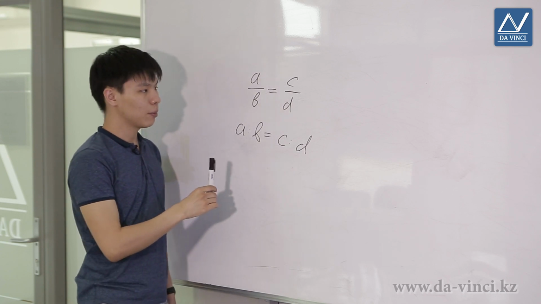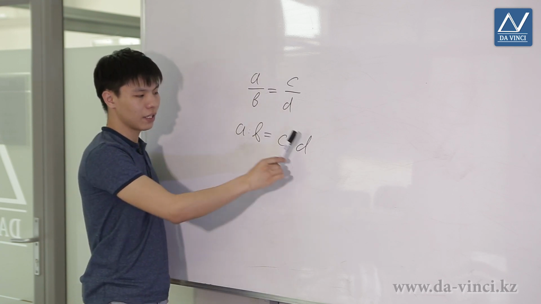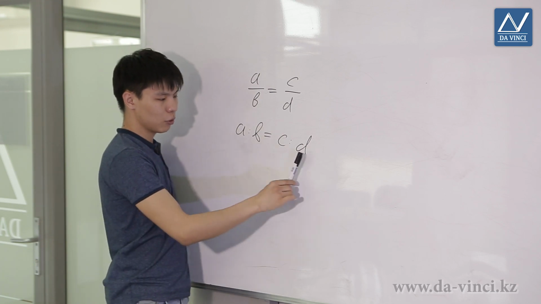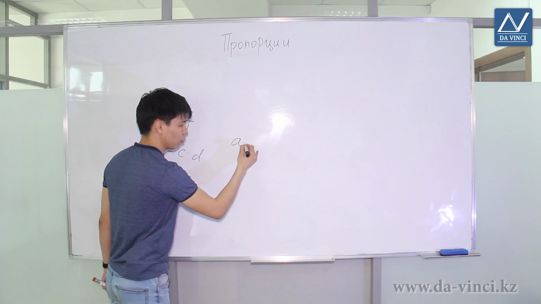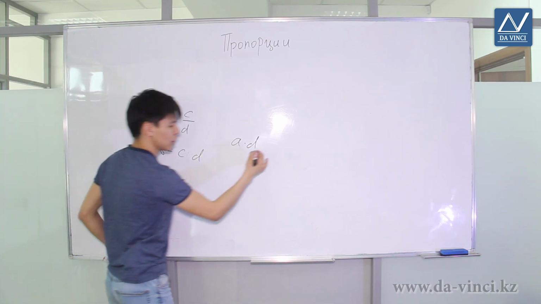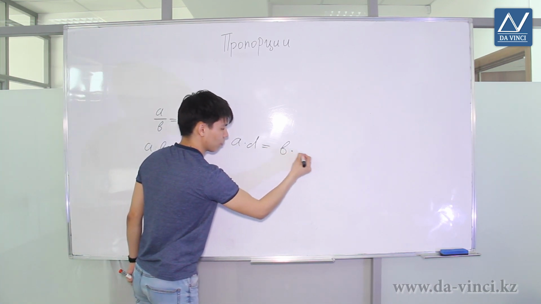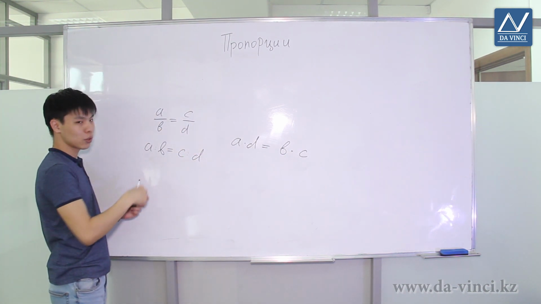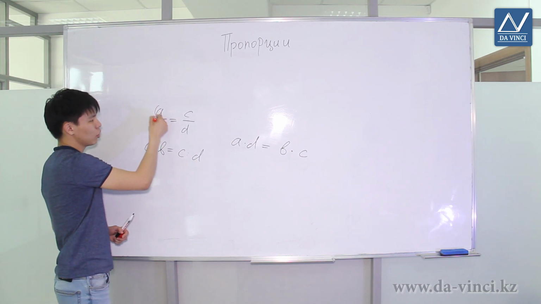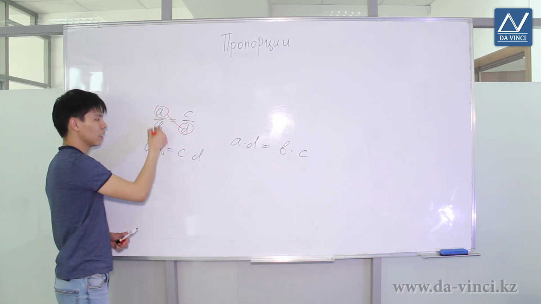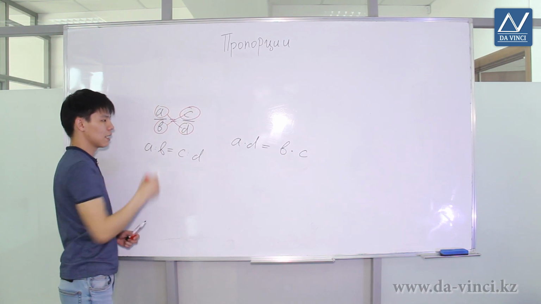The main property of the proportion is that the product of the extreme members is equal to the product of the middle ones. That is, from this proportion we can get that A times D, these are the extreme members, is equal to B times C, that is, the middle members. If we write a proportion as a fraction, then it can be understood as cross products are equal to each other. That is, A multiplied by D is equal to B multiplied by C.